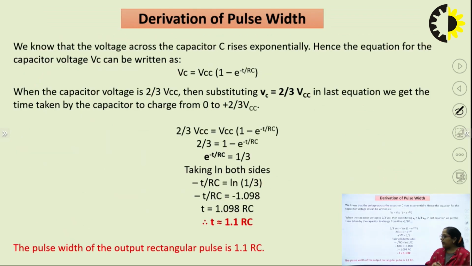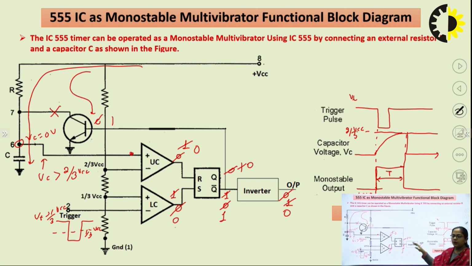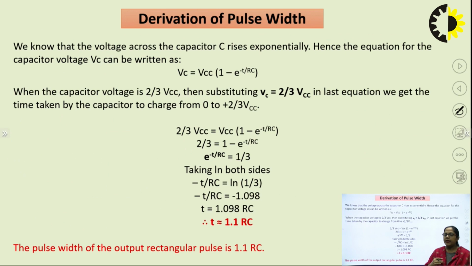Okay, so we can design this monostable circuit for a fixed duration of quasi-stable state, that we can decide for how much duration it will be in its quasi-stable state. That can be calculated with the help of this simple derivation. We will start from the voltage across the capacitor, because this change in state of the flip-flop depends upon the charging and discharging of the capacitor. Voltage across the capacitor is given by VCC (1 minus exponential of minus t by RC).